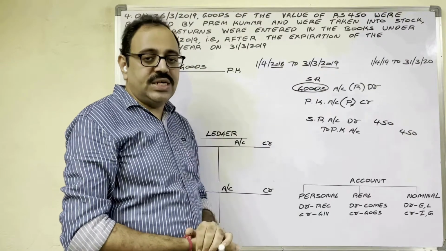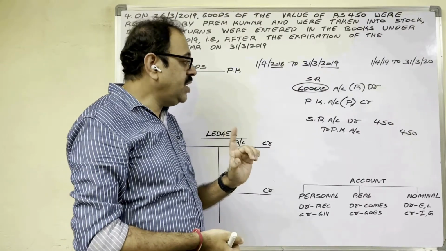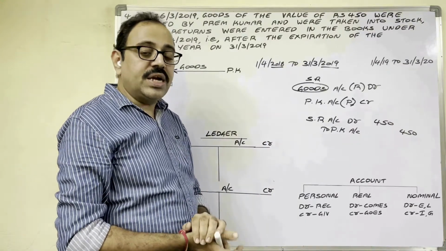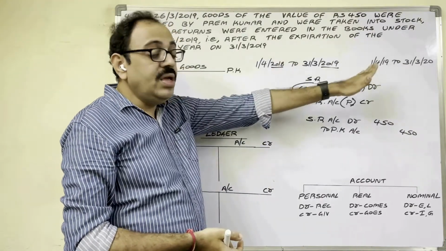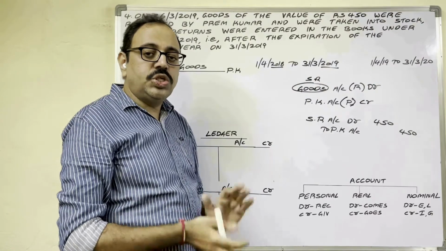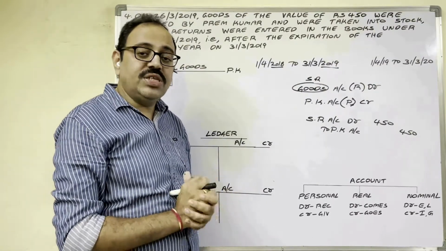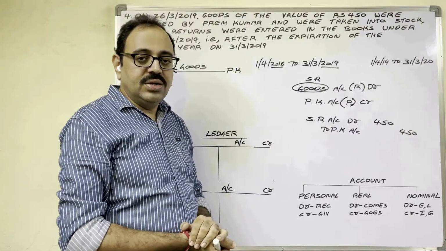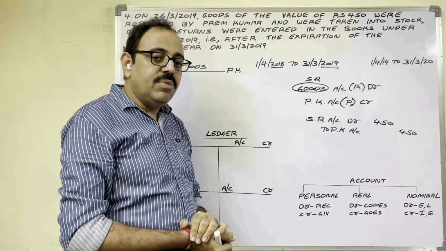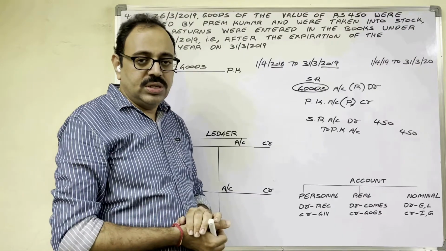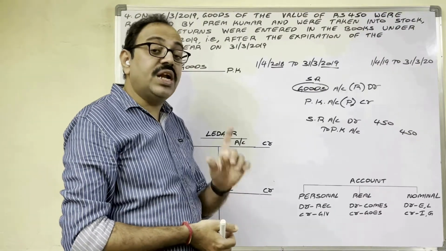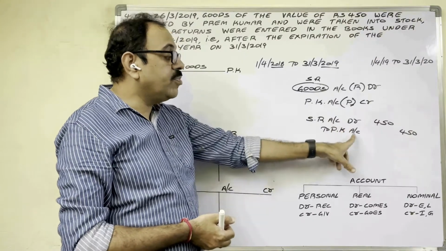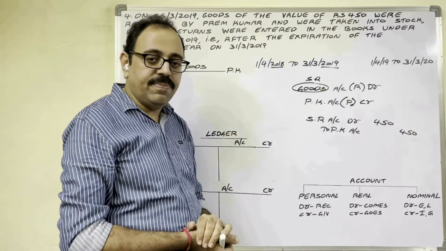So 2 mistakes he did here. First mistake, not writing the returns entry in current year. Second mistake, writing the entry in next year. So these 2 errors we should rectify. First mistake, completely omitting the sales return transaction. How to rectify this error? By writing the entry in the books. So first rectification entry is sales returns account debtor to Prem Kumar account 450.